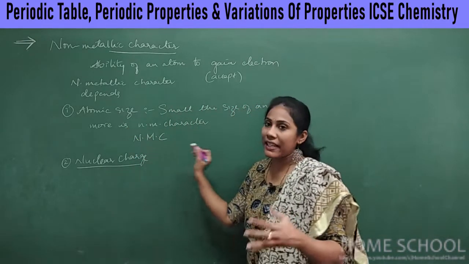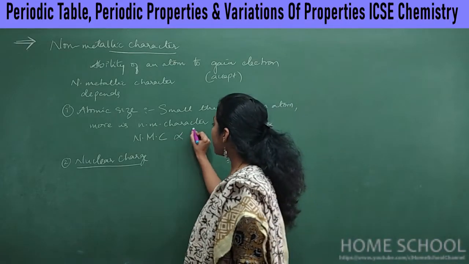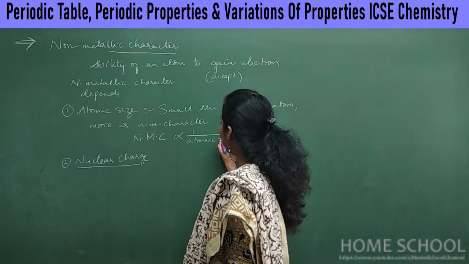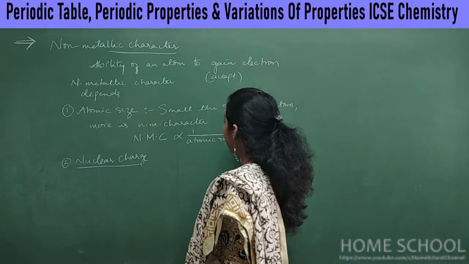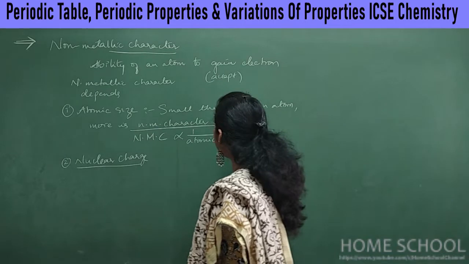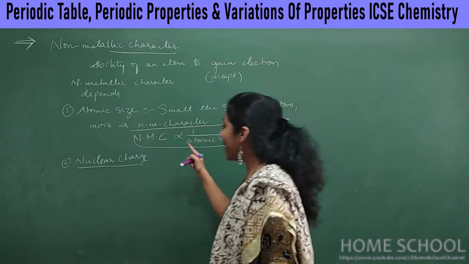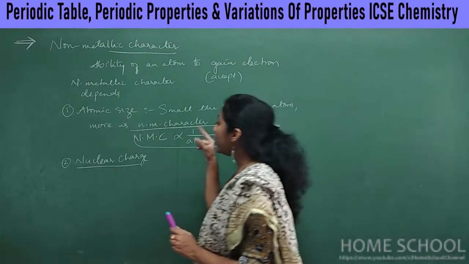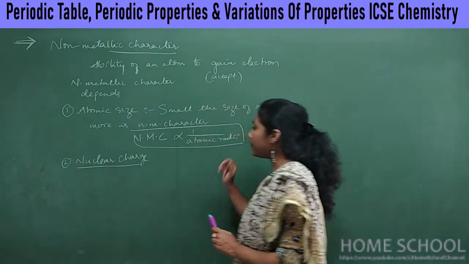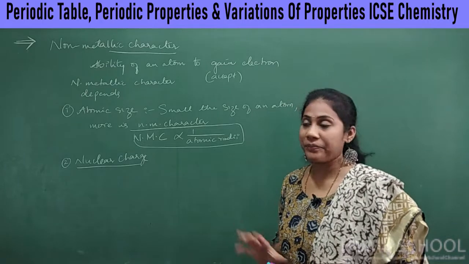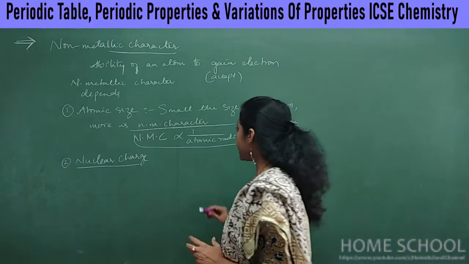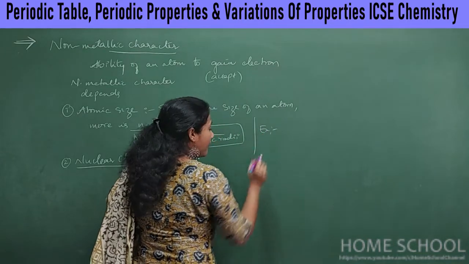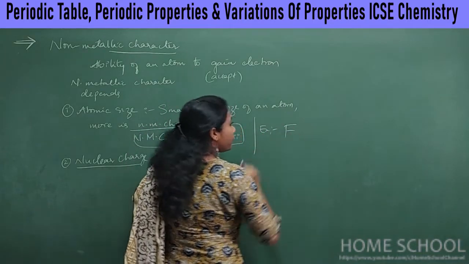In other words, our non-metallic character, NMC, is inversely proportional to atomic size or atomic radii. This is one important thing that you must remember. Metallic character was directly proportional to atomic radii, whereas non-metallic character is inversely proportional to atomic radii. Say for example, I'm explaining with an example now, you have an element fluorine.